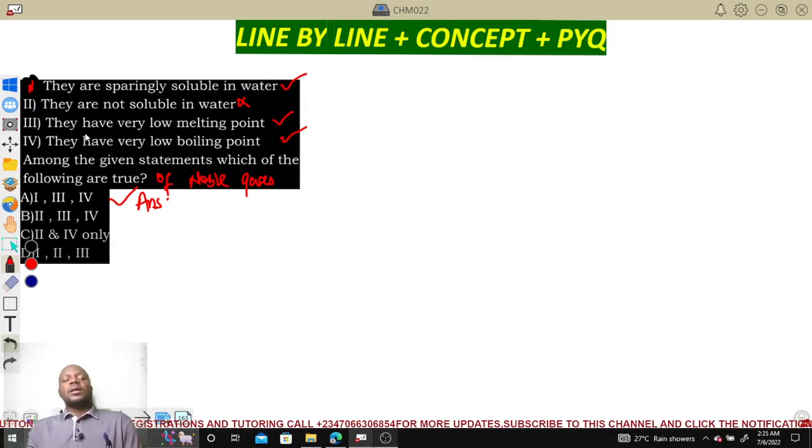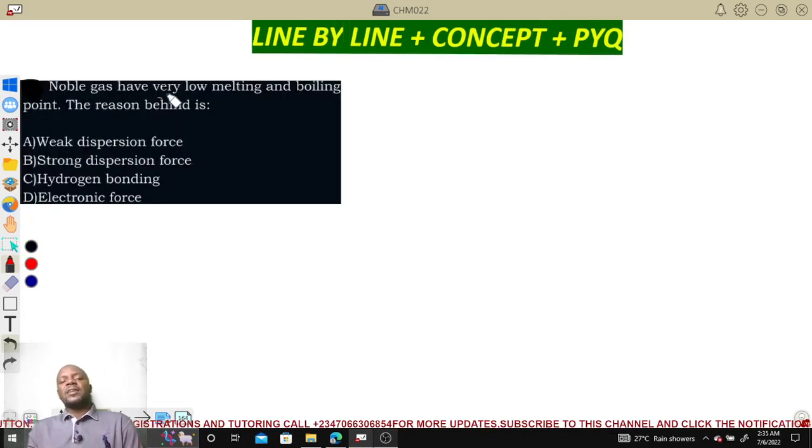The next one says noble gases have very low melting and boiling point. The reason is what? I talked about this, right? Weak what? Dispersion force. Happy? Weak Van der Waals force, weak dispersion force. So please note that this is the answer to this question. They don't react, so they are not moving. So there is a weak dispersion force in between them, and that is why they have low melting and boiling point. On to the next one.